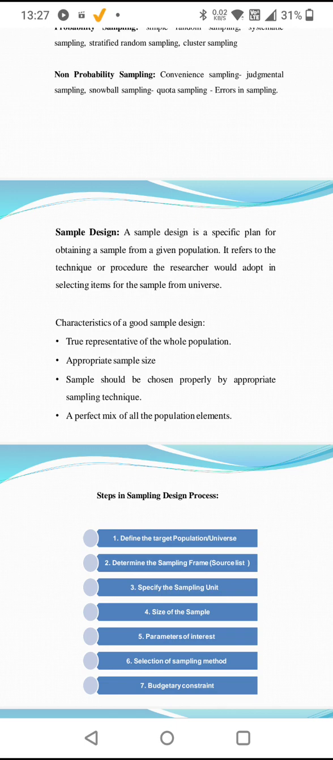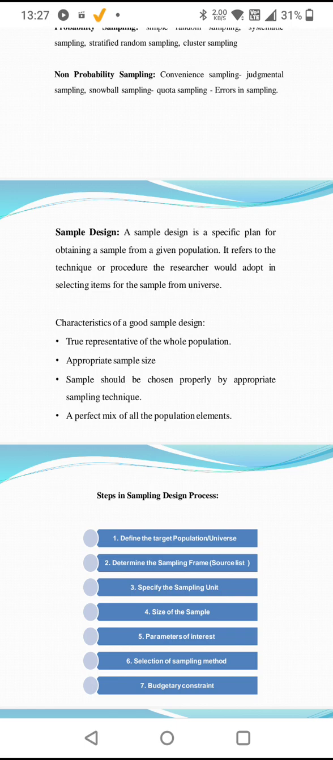Sample design is determined before data are collected. There are many sample designs from which a researcher can choose. Some are relatively more precise and easier to apply than others. So basically, sample design is a specific plan for obtaining a sample from a given population. It refers to the technique or procedure the researcher would adopt in selecting items for the sample from the universe.